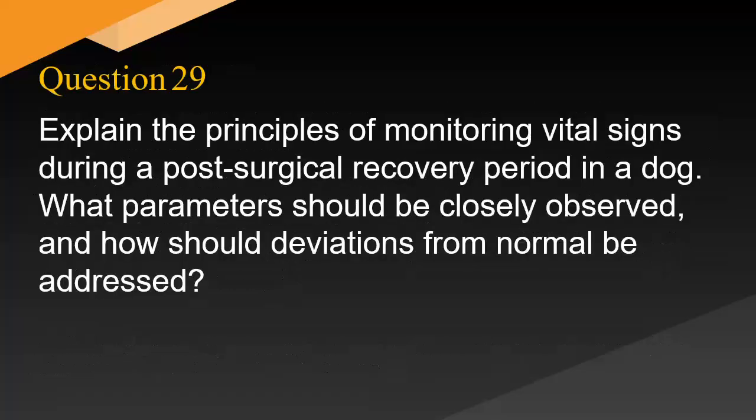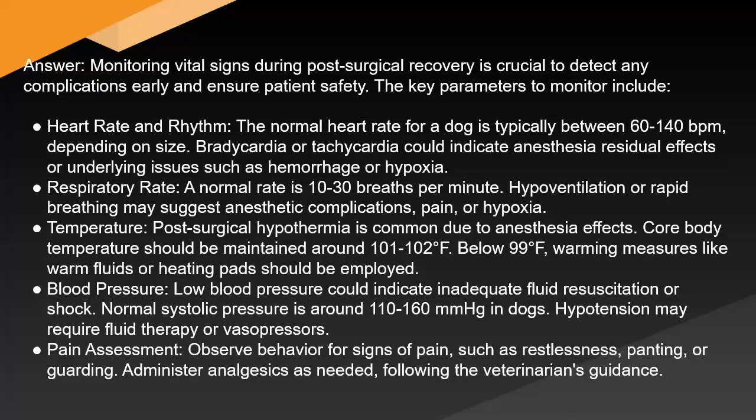Explain the principles of monitoring vital signs during a post-surgical recovery period in a dog. What parameters should be closely observed, and how should deviations from normal be addressed? Answer: monitoring vital signs during post-surgical recovery is crucial to detect any complications early and ensure patient safety. The key parameters to monitor include heart rate and rhythm. The normal heart rate for a dog is typically between 60 and 140 bpm, depending on size. Bradycardia or tachycardia could indicate anesthesia residual effects or underlying issues such as hemorrhage or hypoxia.